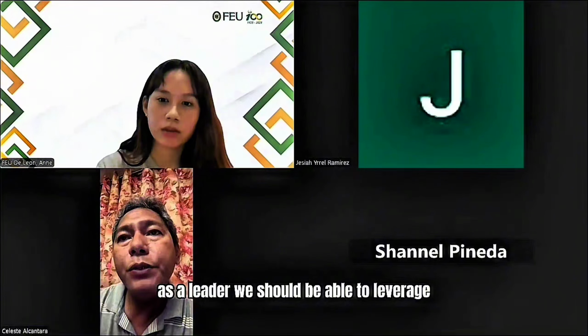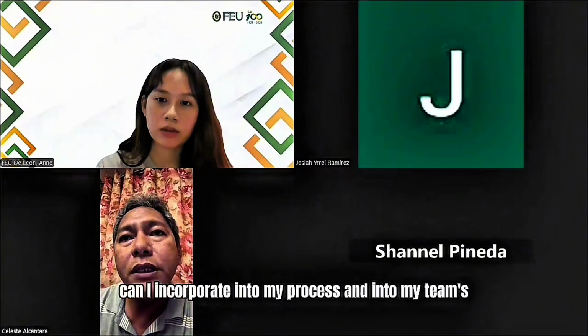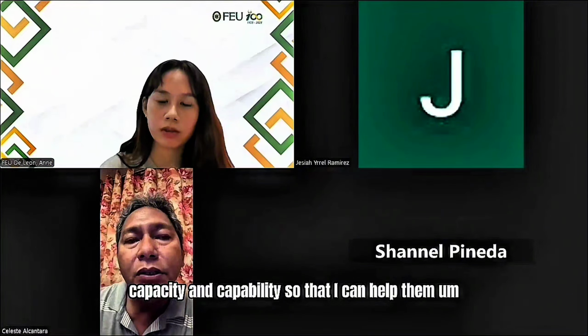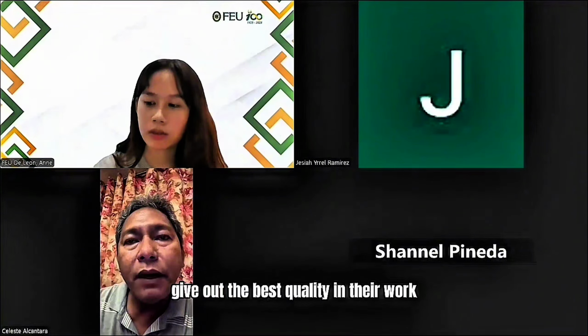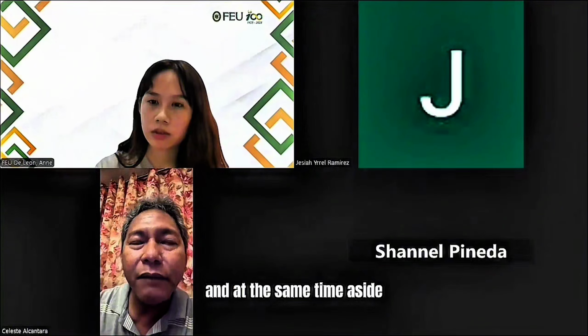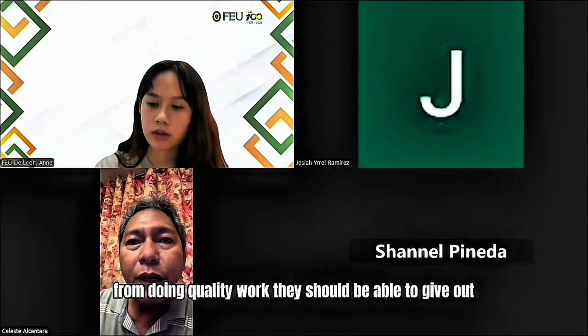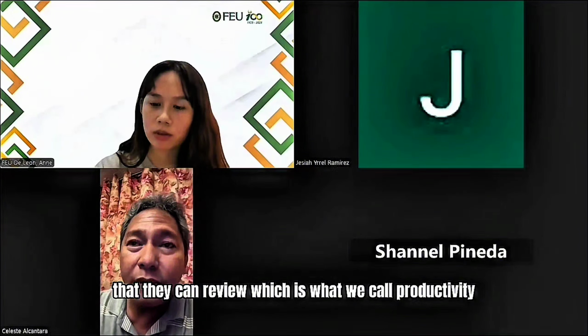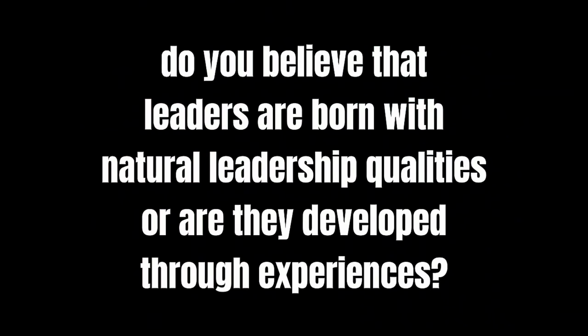As a leader, we should be able to leverage what sort of technology I can incorporate into my process and into my team's capacity and capability so that I can help them give out the best quality in their work. At the same time, aside from doing quality work, they should be able to give out the most number of charts that they can review, which is what we call productivity on a day-to-day basis.